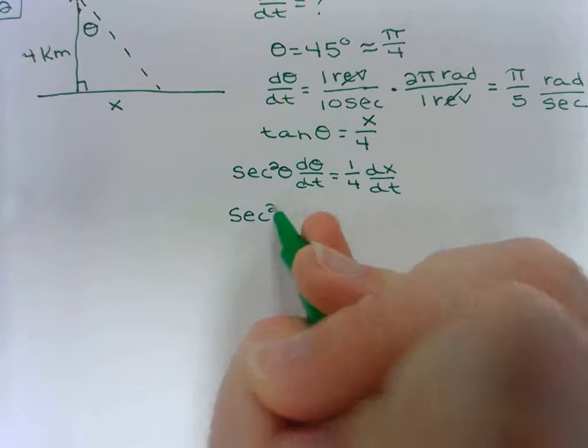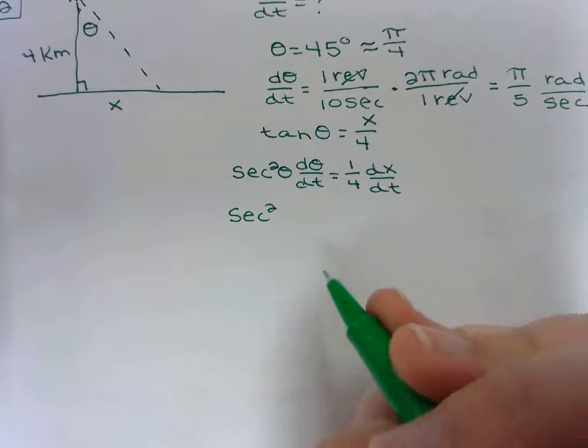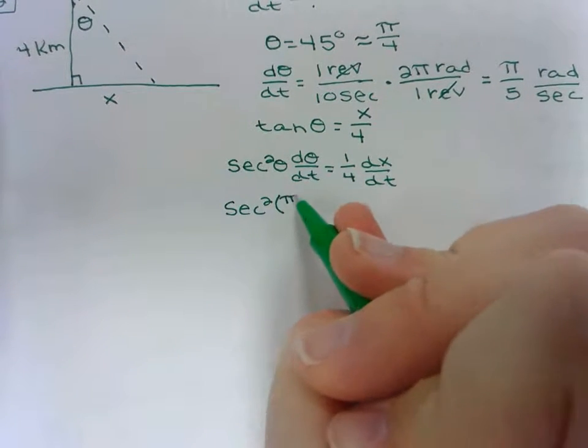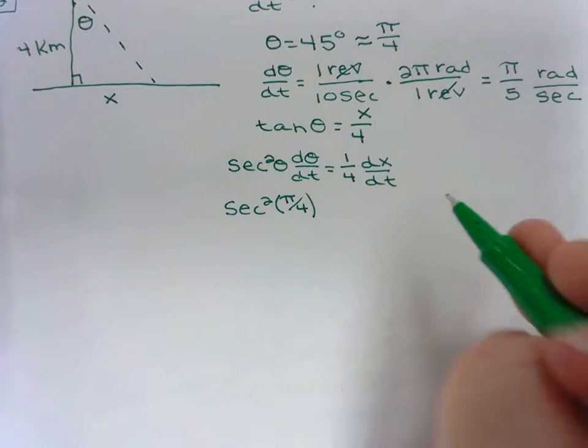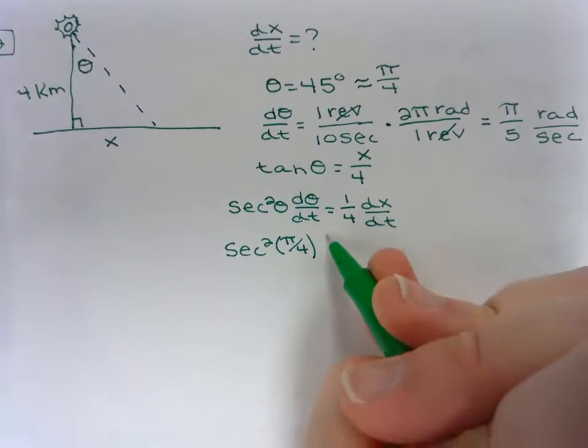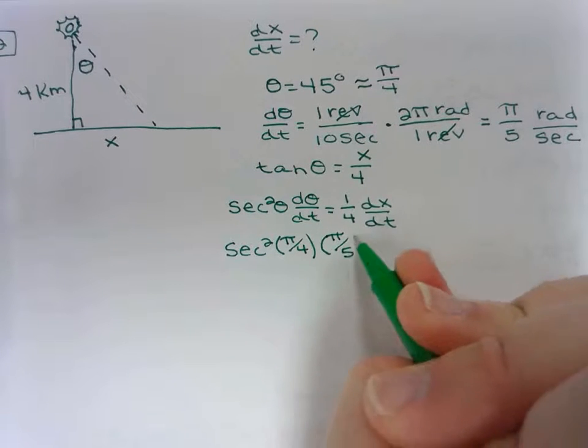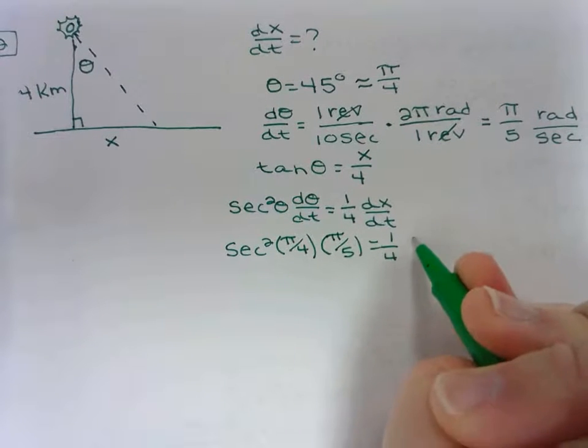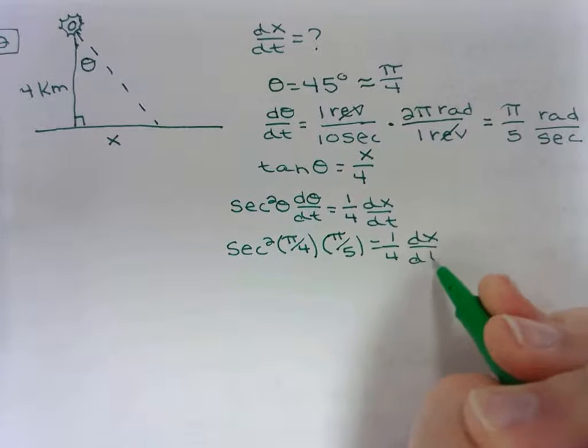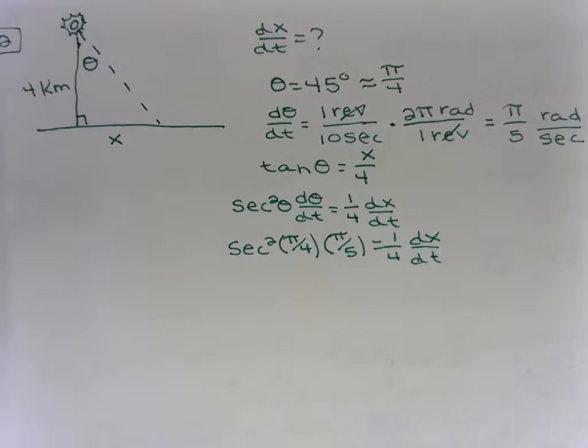Secant squared, what do they tell me theta is? Pi over 4. d theta dt is pi over 5. 1/4 dx dt. So you can solve that equation and find out dx dt. Like I said, those are definitely the trickiest ones out of these. So that should help you get started with these. Look at examples. Some of the examples are very similar to the ones they give you. So hopefully that helps.